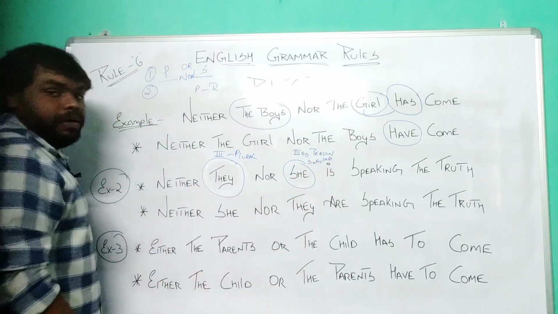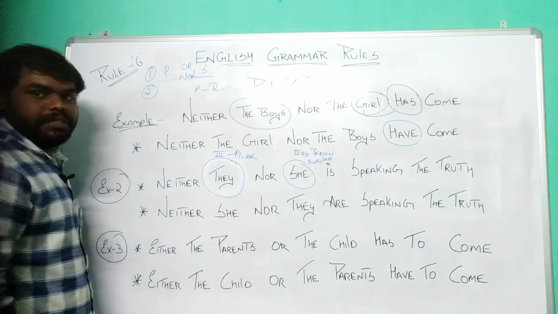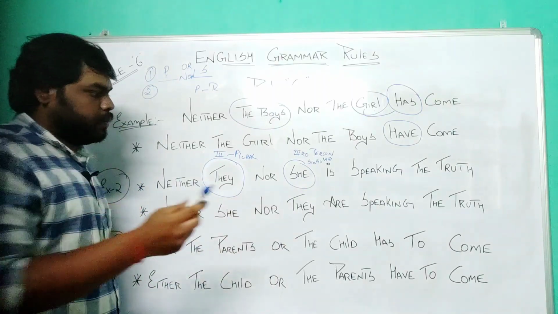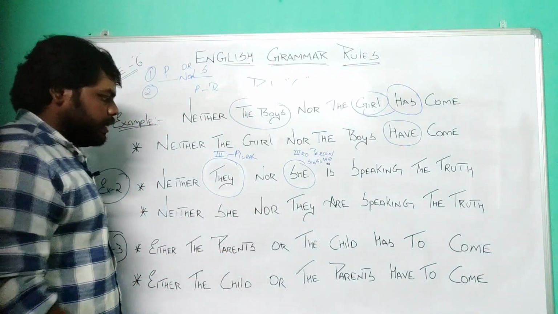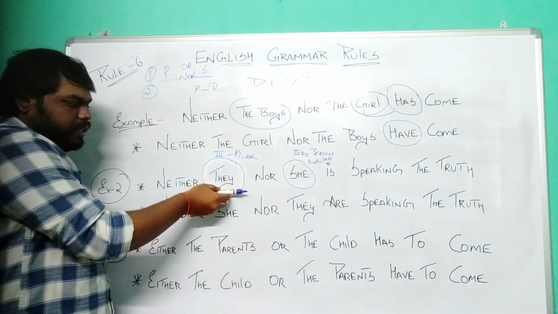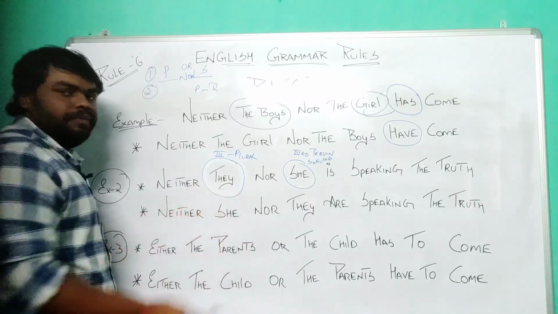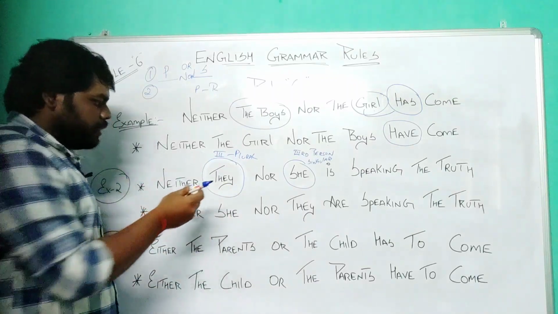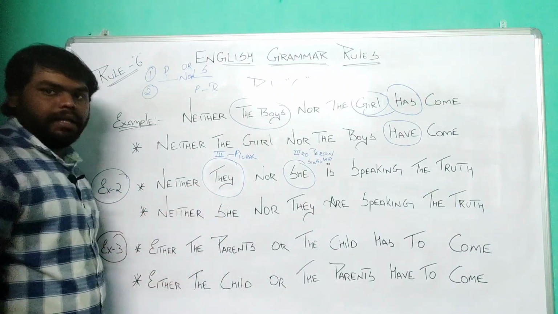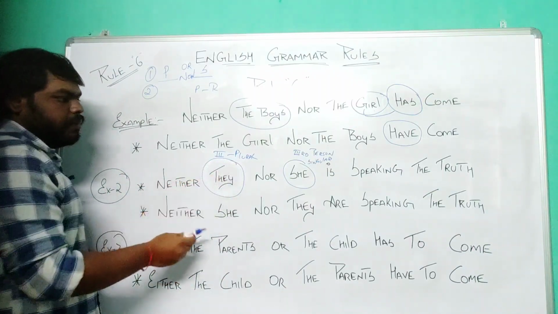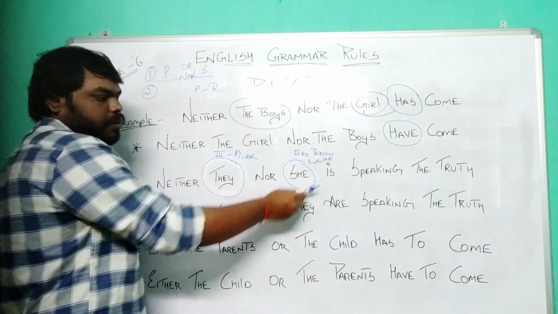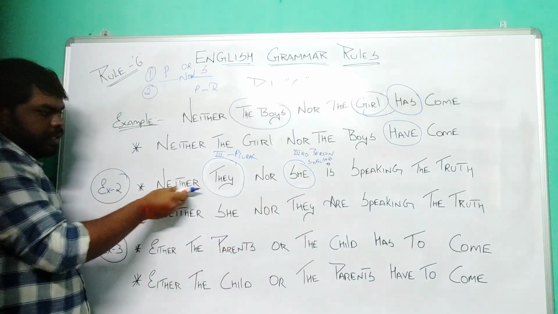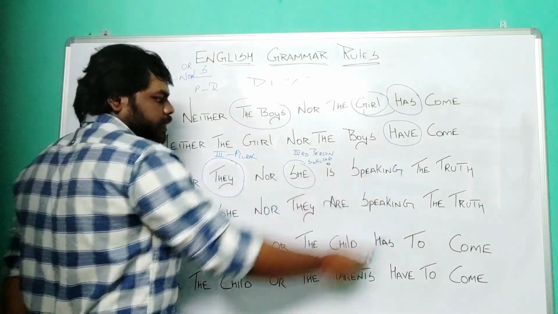Right. What is the first person? What is the second person? First person is I. Second person is you. Third person will be she. Right. What will be the plural form of first person, second person and third person? We, you, they. Right. This will be the third person form. First person is I, you and she. Right. So the example here is neither they nor she is speaking the truth.